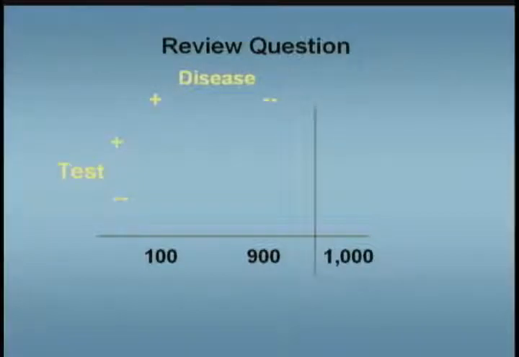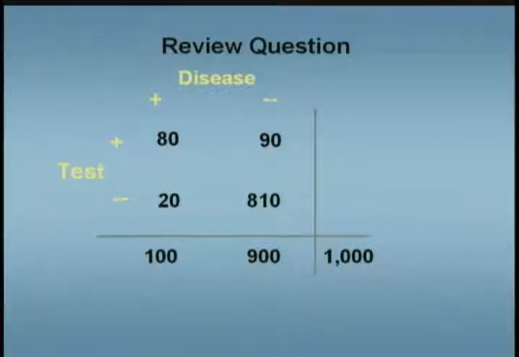If sensitivity is 80%, well, the only way that can be true given 100 disease people is if I have true positives equal 80 and I have false negatives equal 20. Therefore, 80 and 20, look at it again, gives me my 80% sensitivity. If specificity is 90%, well, the only way that's going to work is if my true negatives are 810 and my false positives are 90.